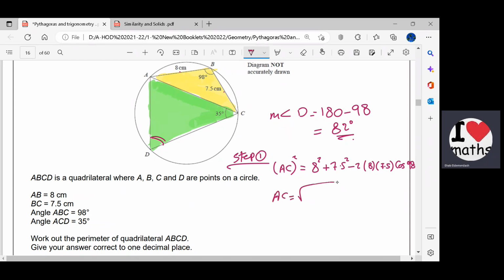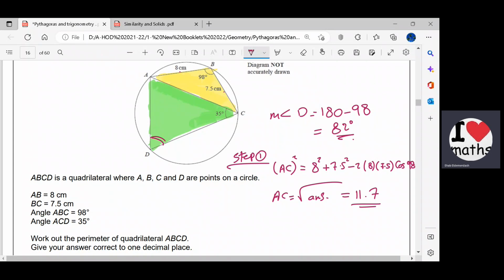So AC itself will be the square root of the answer, which is equal to 11.7. That's fine. So we found out the AC. That's great. Once you have the AC, I get here the AC as 11.7.